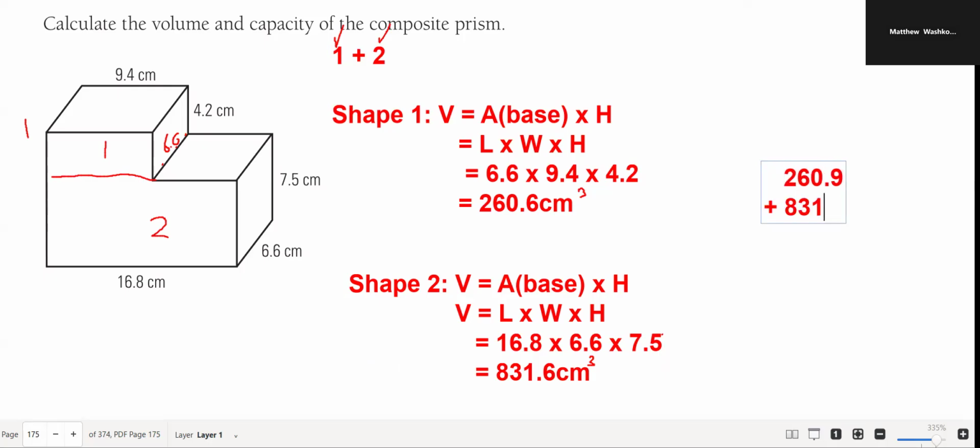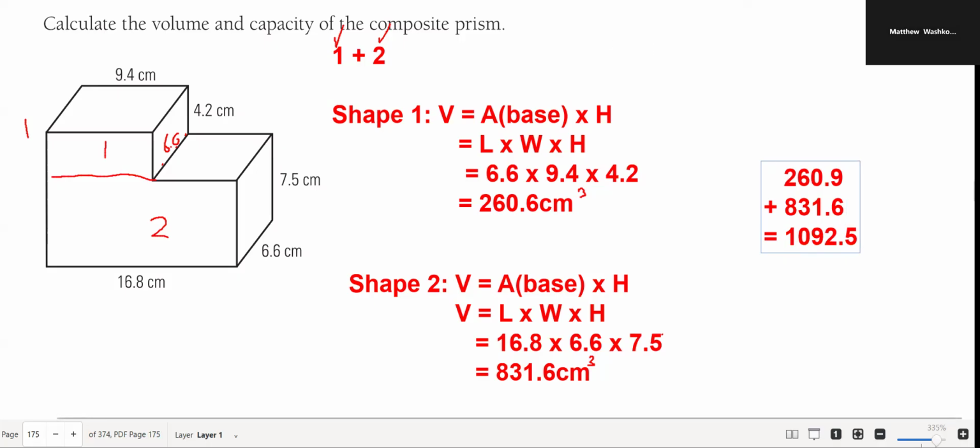plus 831.6 will give me 1092.5. What? We gotta be really specific here. Cubic centimeters.